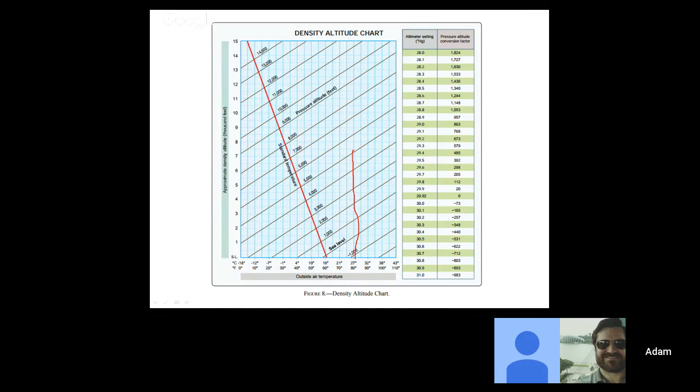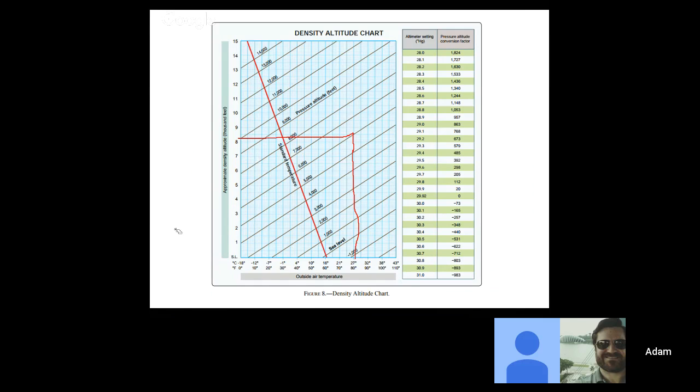And we come up with an approximate density altitude of about 7,000 feet. Oops, I screwed that up, guys. Sorry, 6,000 over here. 8,000 feet. Good stuff. Does that all make pretty good sense?